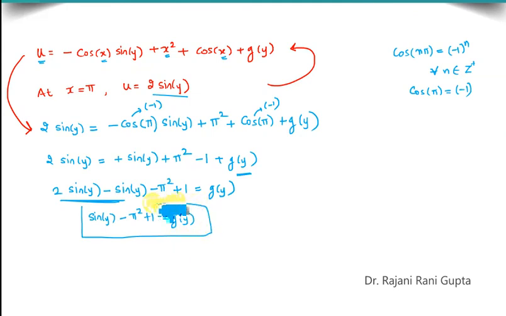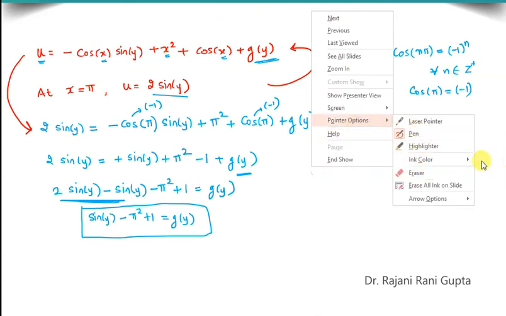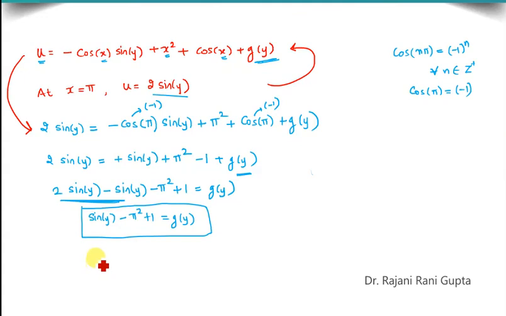Now substitute this value of g of y here, which will give you the final solution. So we get u equal to minus cosine x sine y plus x square plus cosine of x plus sine of y minus pi square plus 1. This is the final solution of the partial differential equation.